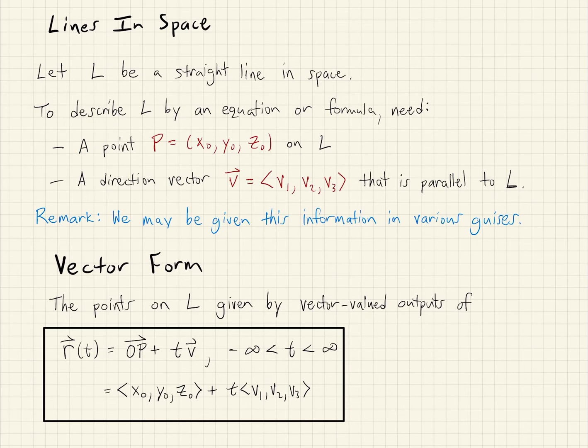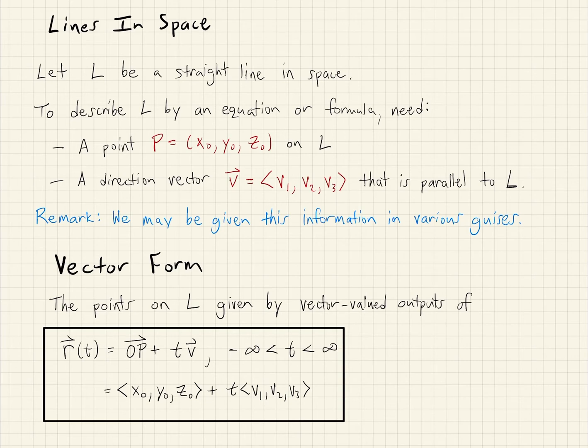But often the problem that we have, the way it's stated, will give us natural choices for P and v that may be the easiest things for us to find. And so the equation for a line is not unique. You can describe the same line by various equations, and each of these choices will represent a different parameterization of that line. Okay, so the first form is the vector form for the equation of the line.